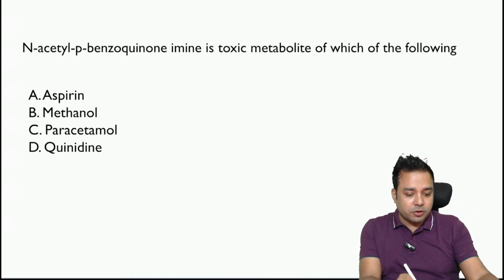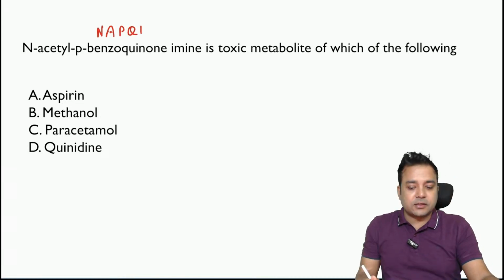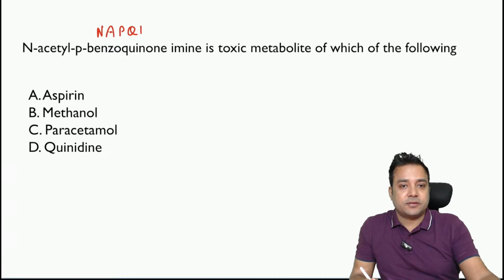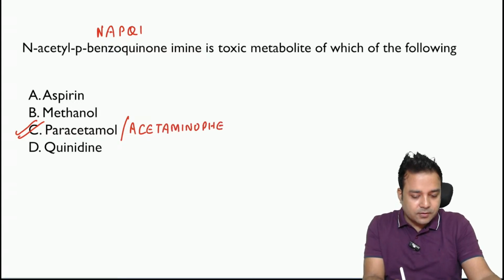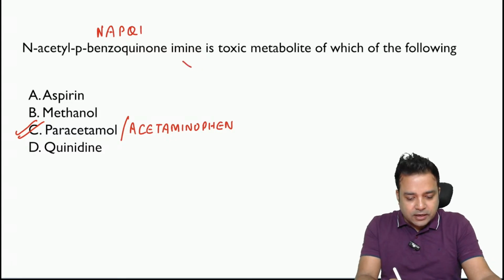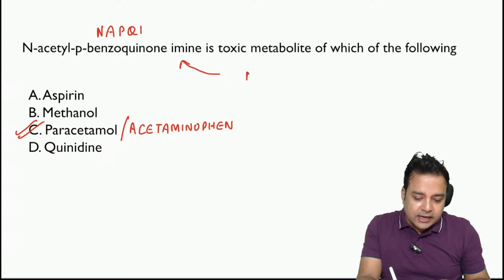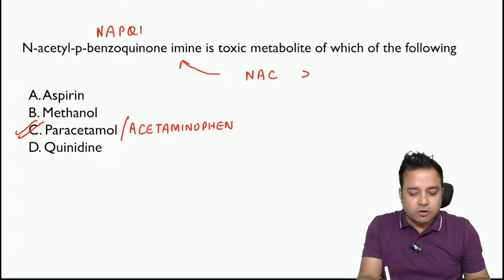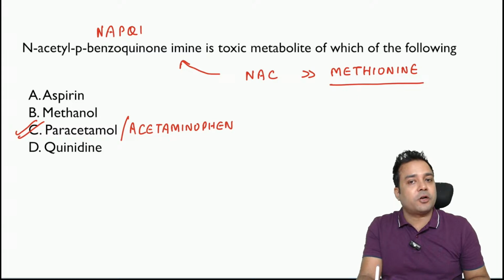N-acetyl-p-benzoquinone imine, shortly called NAPQI, is the toxic metabolite of which of the following? Answer goes with paracetamol. Sometimes they give you options like acetaminophen, which means the same. And what is the antidote to remove this toxic metabolite from the body? We use either N-acetylcysteine. If not an option, you will see methionine in the options. So methionine also serves the same purpose. It also increases the glutathione stores of the body.